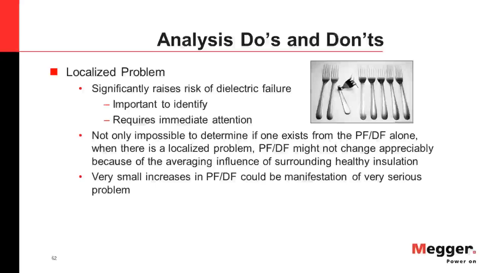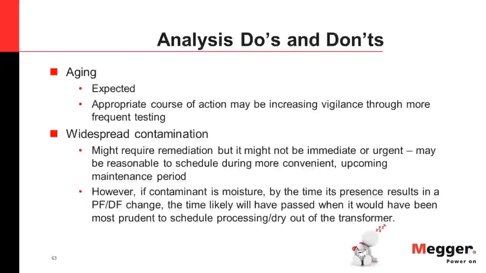But if the contaminant is moisture, by the time its presence results in a power factor change, the time likely will have passed when it would have been most prudent to schedule processing of the transformer, dry out of the transformer. So given all of these uncertainties, what do you do?